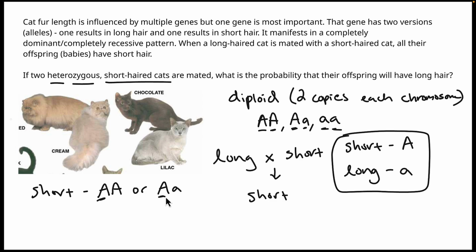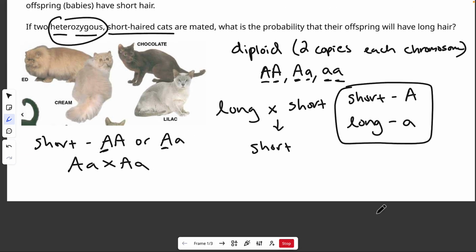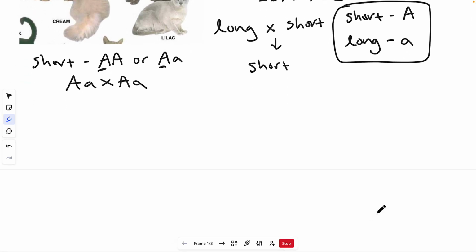So this tells us that we have two options. So how are we going to know what short-haired cats we're crossing? Well, the problem tells you that they're heterozygous. So that means one of each type of allele. So this is our cross for our parents, big A little a crossed with big A little a. So those are two short-haired cats. And the question is, if we mate those, what's the probability that the offspring will have long hair?